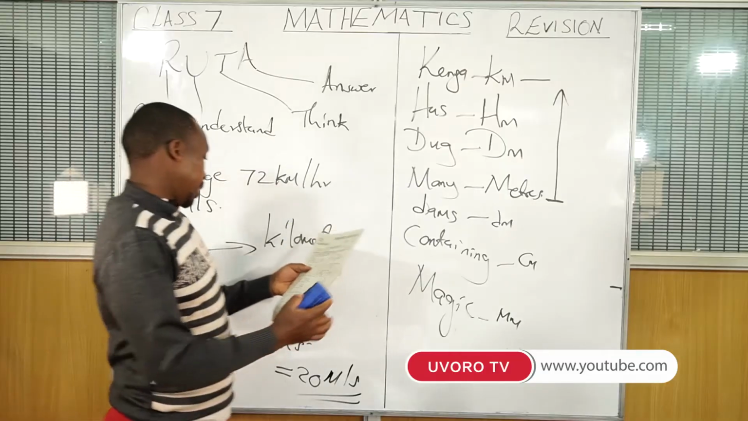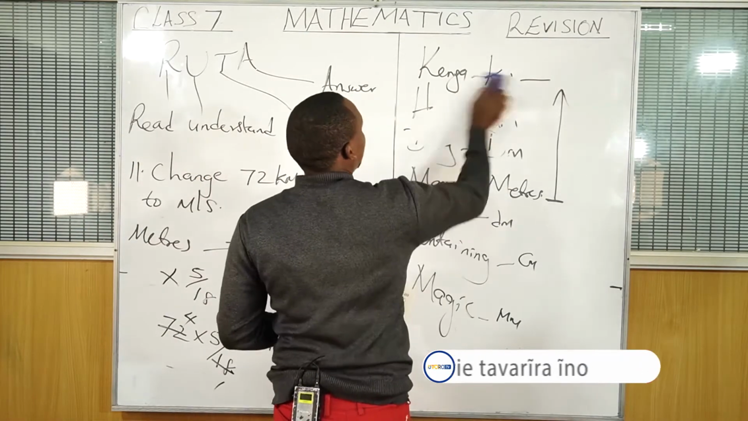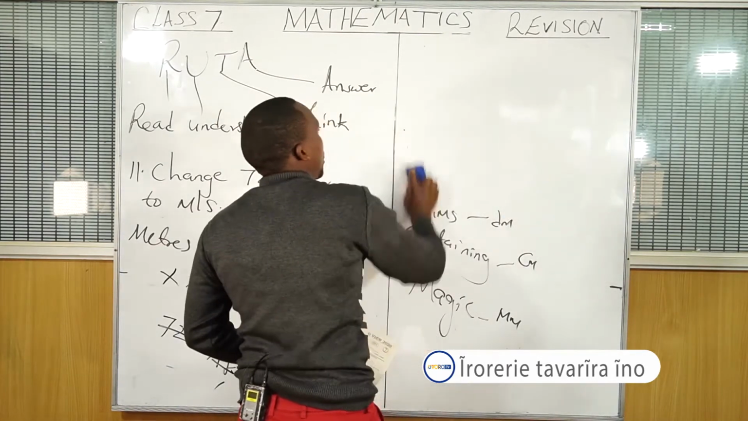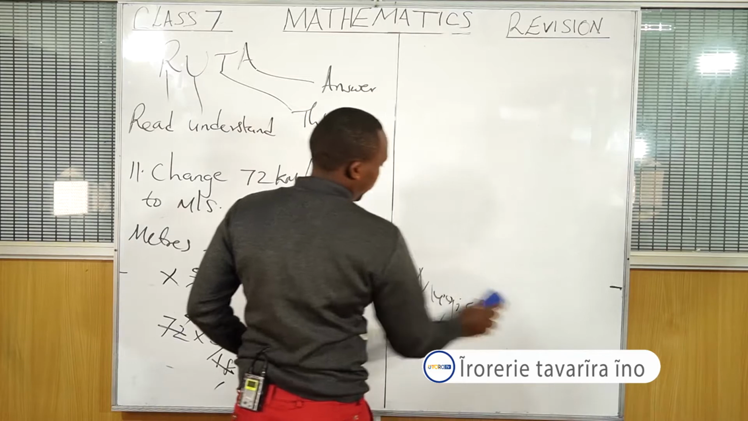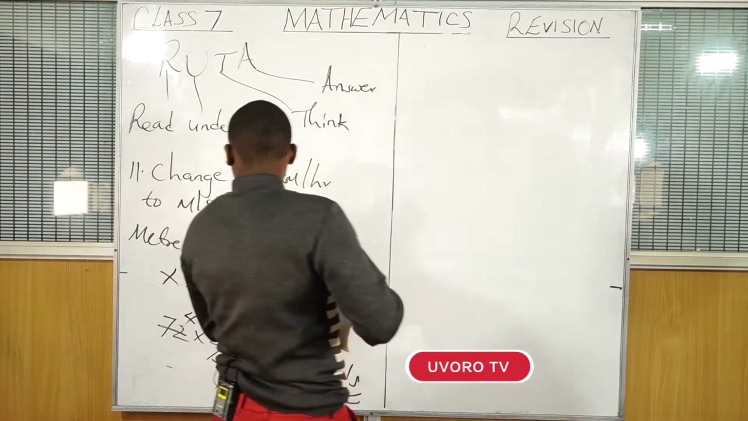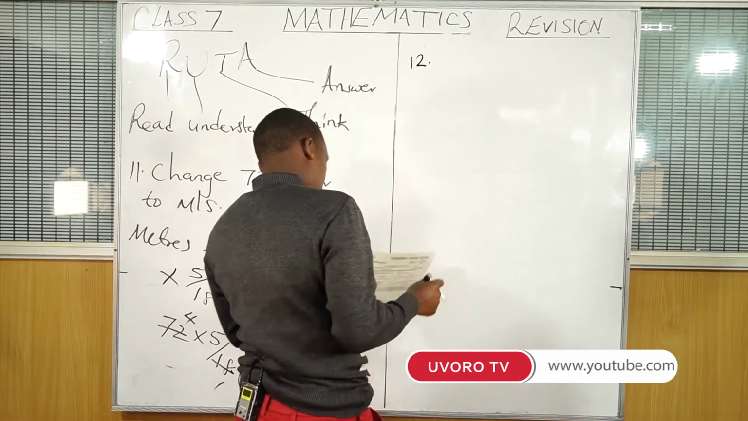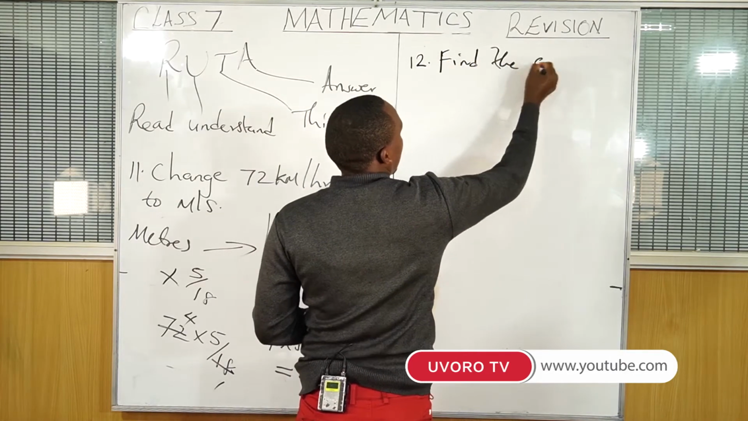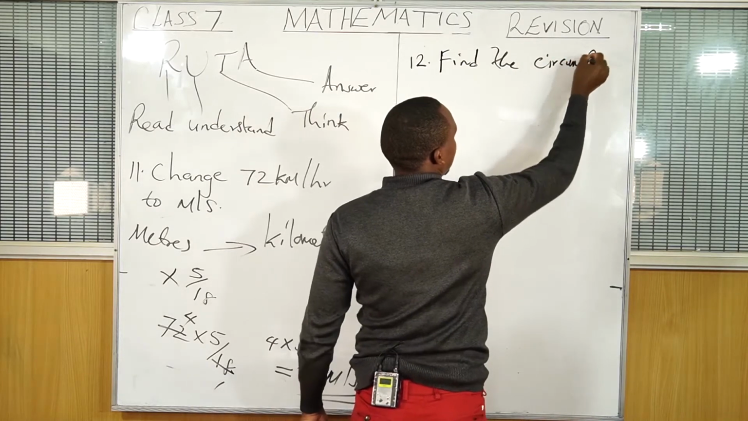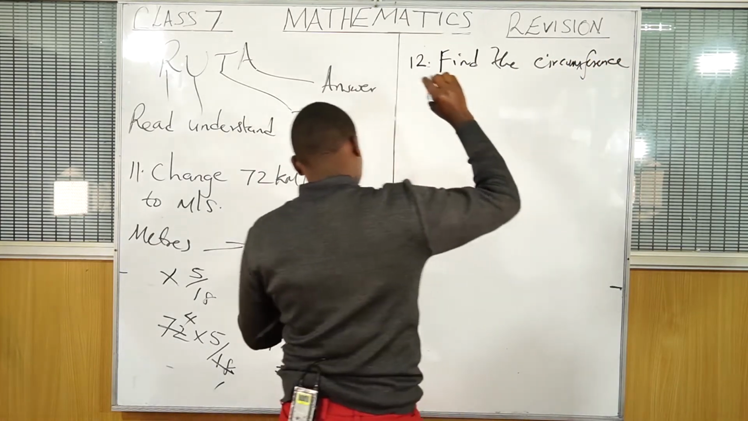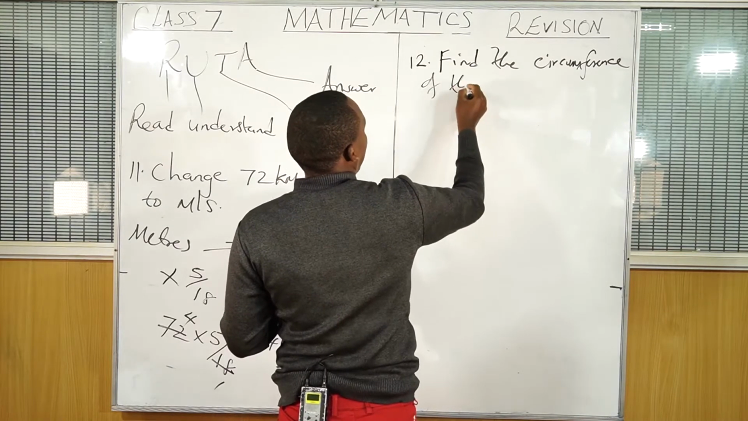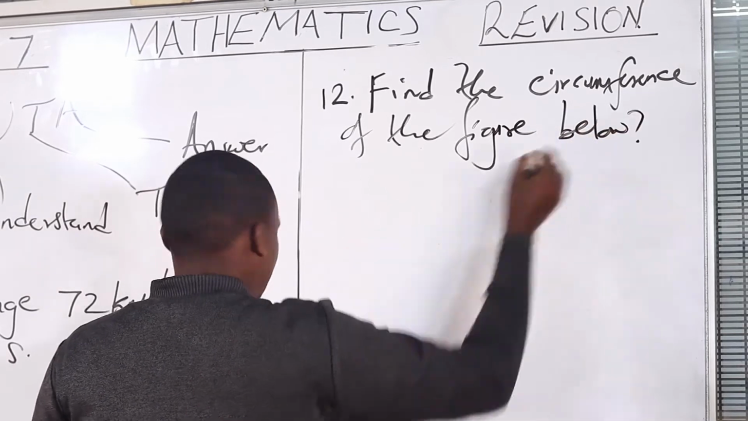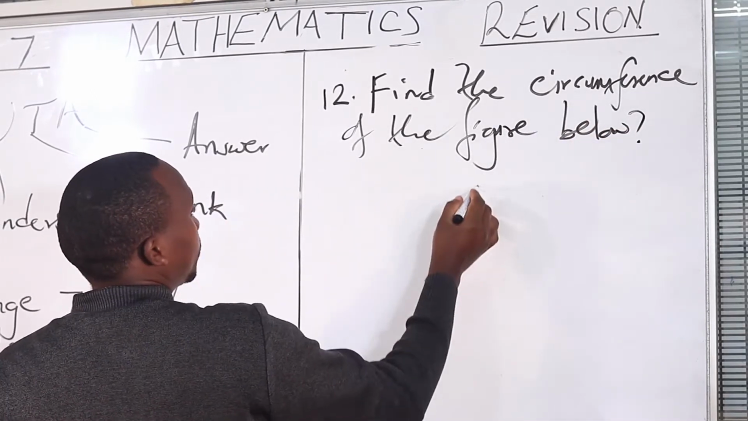Okay, we go directly to question number 12. You are told to find the circumference of the figure below. Find the circumference of the figure below.